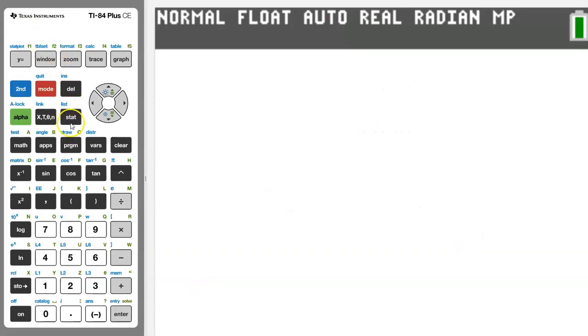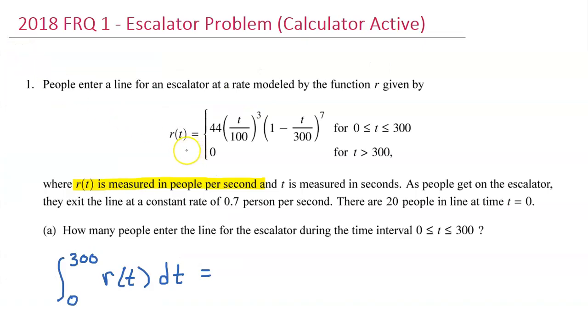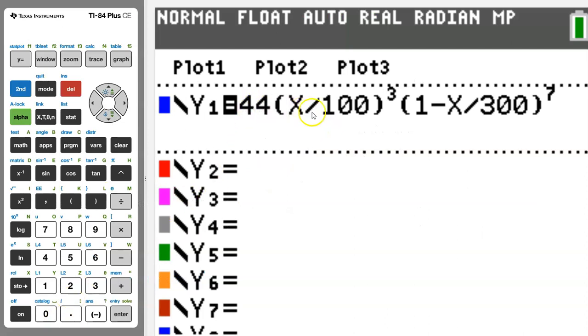This will be easy to do because this is a calculator active problem. So let's hit y equals and type r of t in for y1. R of t equals 44 times t divided by 100 to the third power times 1 minus t divided by 300 to the seventh power. So we can just type all of that in like so. I'm using the x variable instead of t.